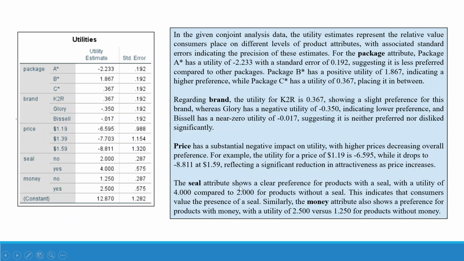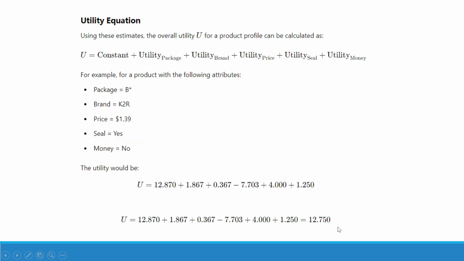The seal attribute shows a clear preference for products with a seal. So yes, 4, no, 2, with a utility for 4 compared to 2 for products without a seal. This indicates that the consumers value the presence of seal. Similarly, the money attribute also shows a preference for products with money refund guarantee. So with a utility of 2.5 versus 1.240 for products without money refund guarantee.